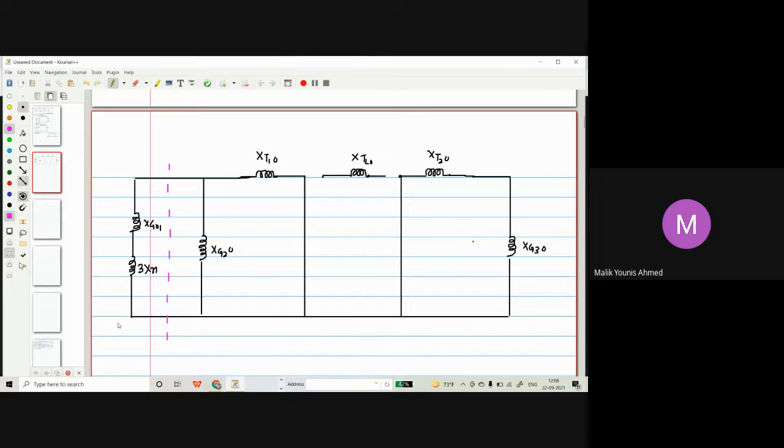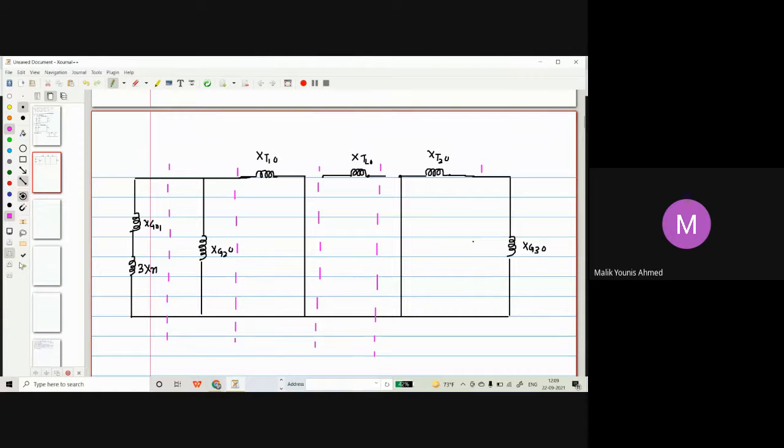So this was for generator number 1, and this was for generator number 2. Up to here is for transformer number 1. Then this is for the transmission line. Now up to here where the series switch will be closed.